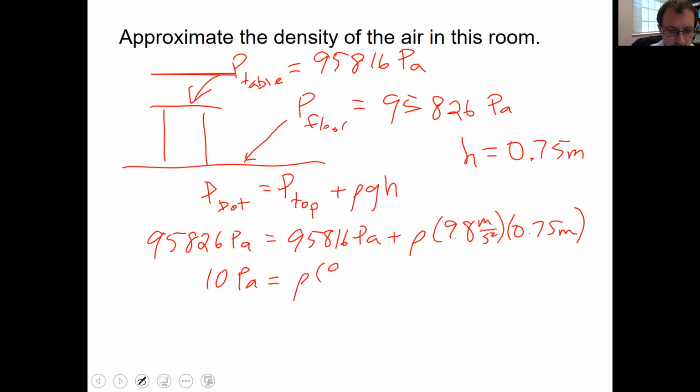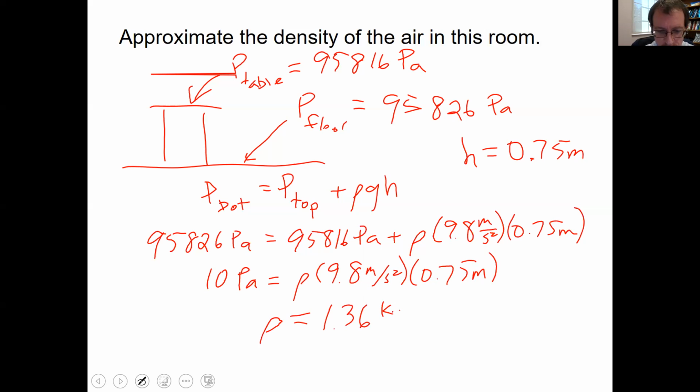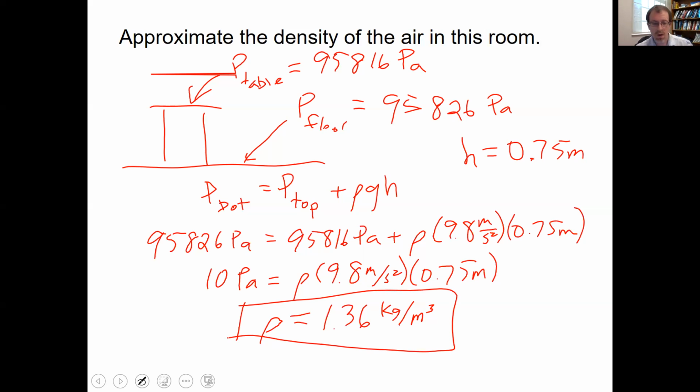Divide both sides by 9.8 and 0.75. We will arrive at a density of 1.36 kilograms per meter cubed. And if you were to Google the density of air, you'll see that that's actually an acceptable value. So that's within reason there.